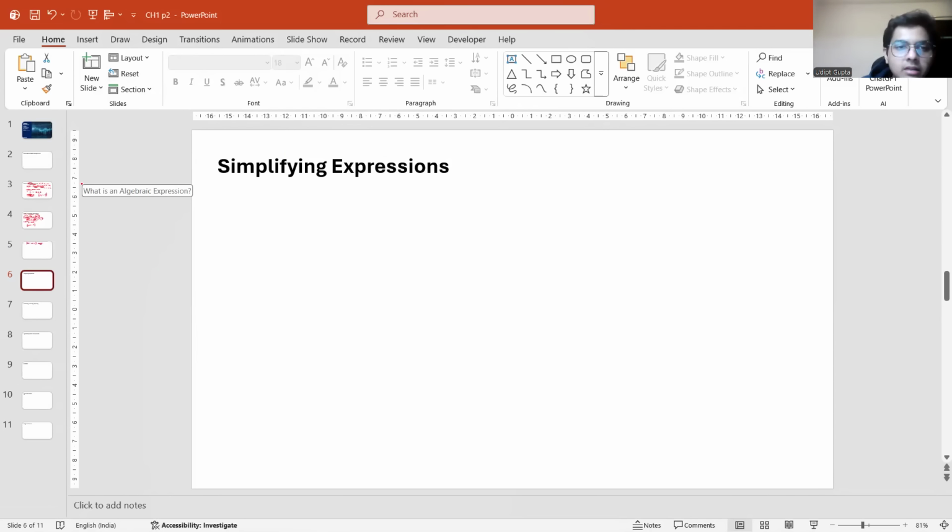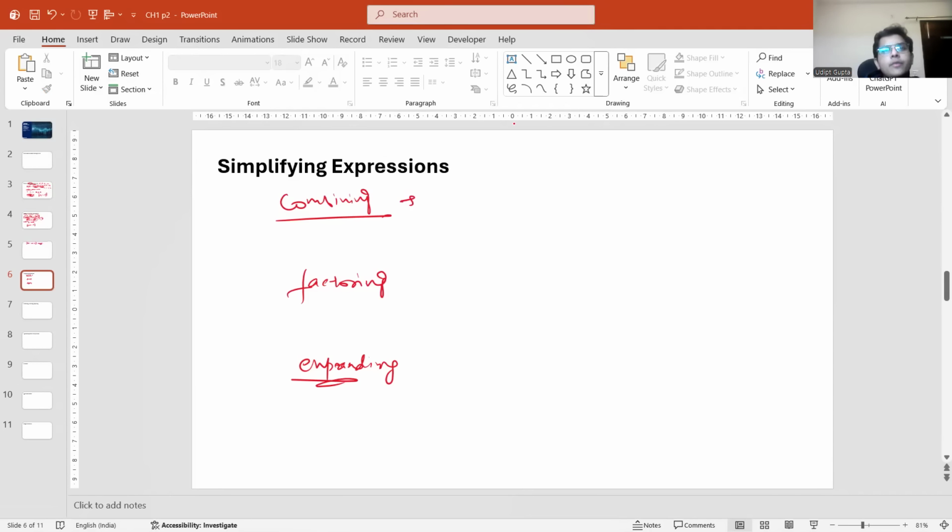We have combining the terms. That's one thing you can do. Then there is factoring, and then there is expanding.